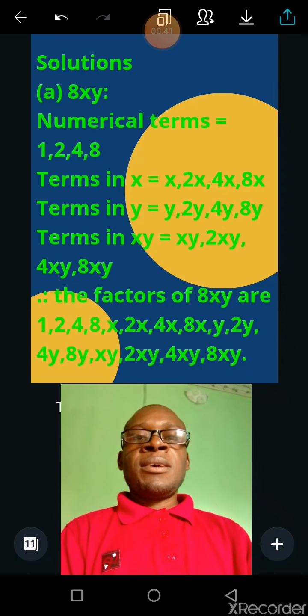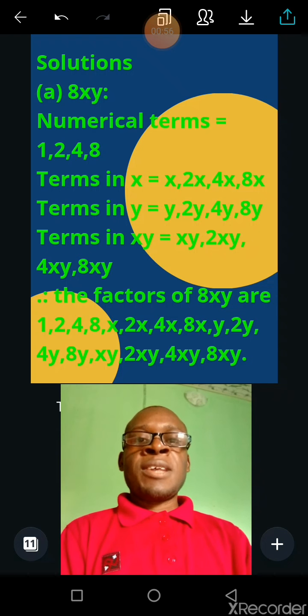Solutions. A, 8xy. We're starting with the numerical terms. The numerical terms of 8xy are 1, 2, 4, and 8. Terms in x: x, 2x, 4x, 8x. Terms in y: y, 2y, 4y, 8y. Terms in xy: xy, 2xy, 4xy, 8xy. Therefore, the factors of 8xy are 1, 2, 4, 8, x, 2x, 4x, 8x, y, 2y, 4y, 8y, xy, 2xy, 4xy, 8xy.